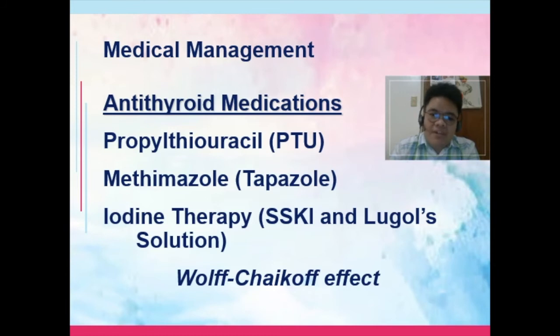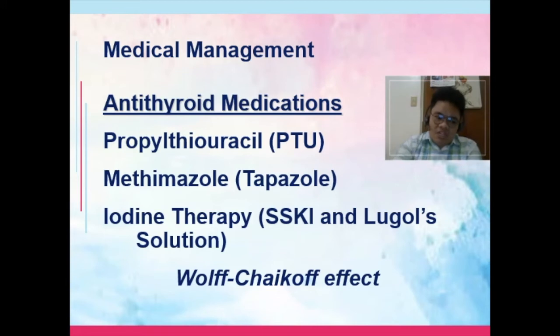So what is our management class? We give your anti-thyroid medications. Your anti-thyroid medications will be your propylthiouracil, so your PTU, and then you have your methimazole, common brand for which is Tapazole. Then you have your iodine therapy. Okay, think iodine. We mentioned earlier that iodine is needed by the thyroid to produce your T3 and T4. But here comes a patient with hyperthyroidism, and we are saying that the patient would be managed by iodine therapy. What do you think will happen?